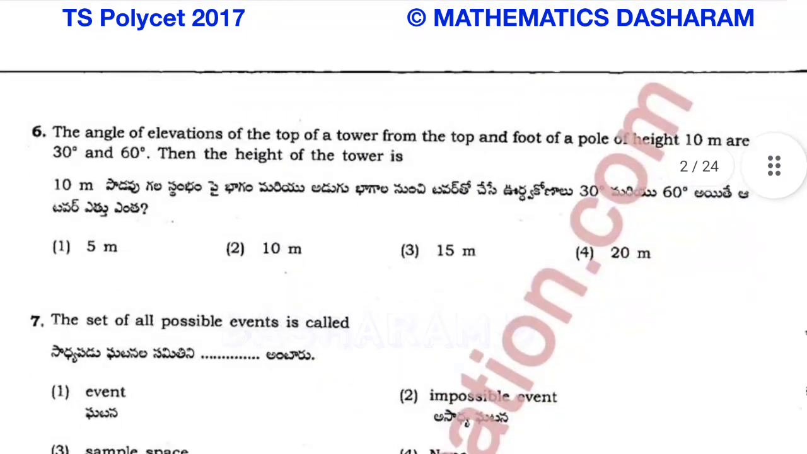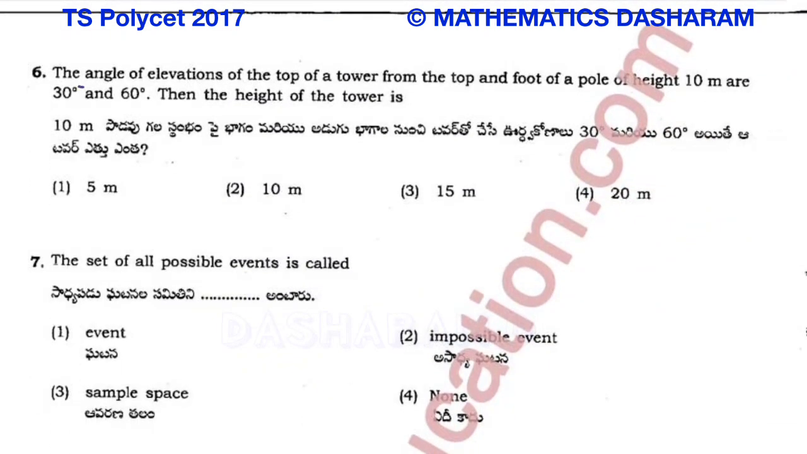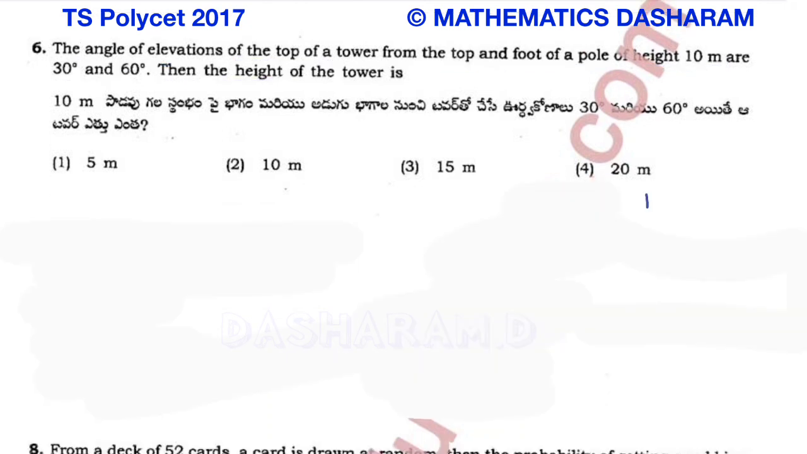Next is the sixth question. The angles of elevation of the top of a tower from the top and foot of a pole of height 10 meters are 30 and 60 degrees. Then the height of the tower is? Here the height of the tower is AB. Next, here is a pole CD.